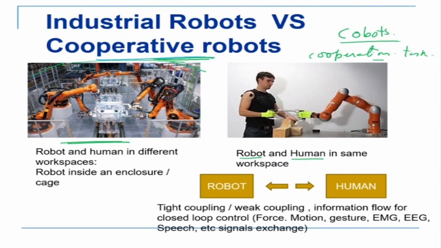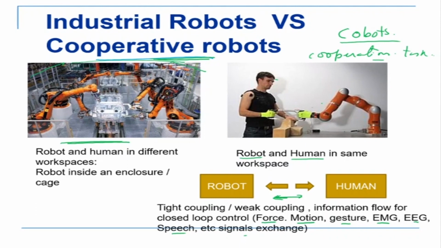Now in this case, we have a robot on one side and a human on the other side, and there is some exchange of information between the robot and the human. This information exchange may be in terms of flow of forces, motion, gestures, EMG, EEG, or speech signals. For example, the human could be telling the robot move back, with a velocity of 1 meter per second. That is information exchange between the robot and the human.